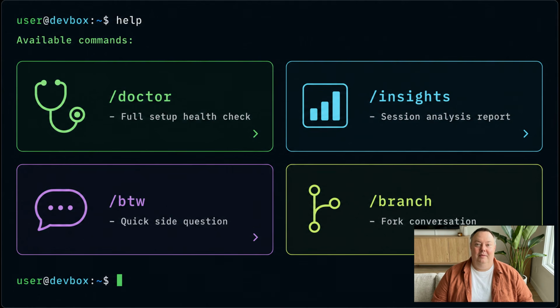Number 19, 4 commands almost nobody types. /doctor runs a full health check on your Claude Code setup. It finds unused skills, MCP servers and plugins, shows how much they cost in context, and proposes trims to your claude.md. /insights generates an HTML report analyzing up to 200 of your recent sessions. /btw, short for by the way, lets you ask a quick side question without interrupting your main conversation. And /branch copies your current conversation so you can take it in a different direction while the original stays intact.